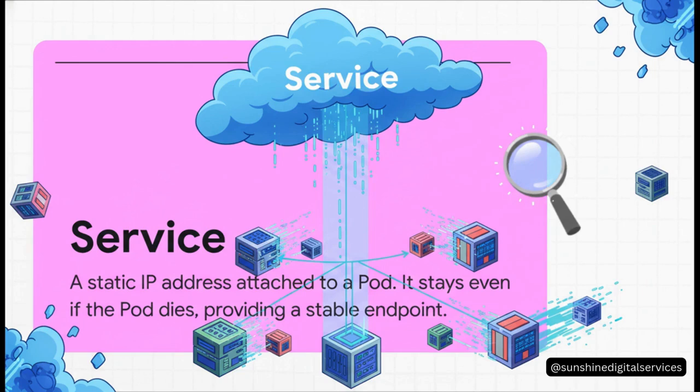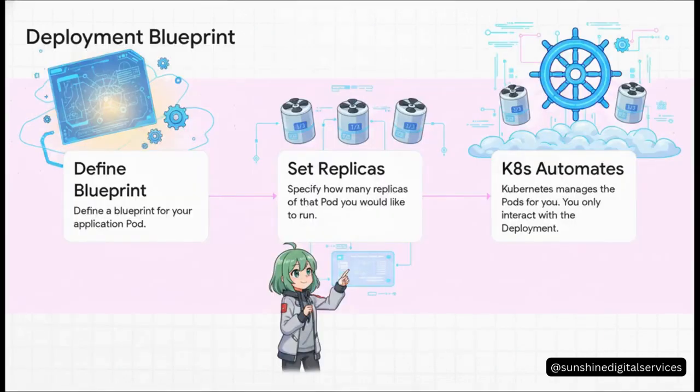It's like having a permanent street address so the other parts of your app always know where to send their messages. Okay, so in the real world, you're not actually messing with individual pods. Instead, you create what's called a deployment. You basically hand Kubernetes a blueprint and say, hey, I want 3 identical copies or replicas of this pod, and I want them running at all times. Kubernetes then takes that blueprint and makes it happen, always working to make sure reality matches what you asked for.